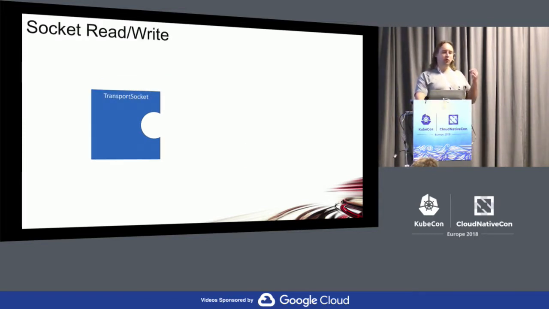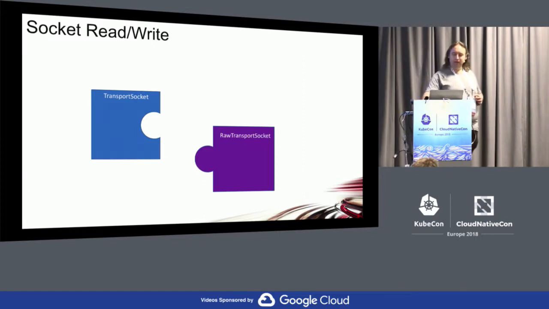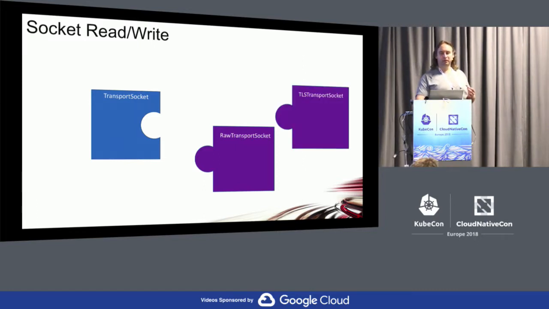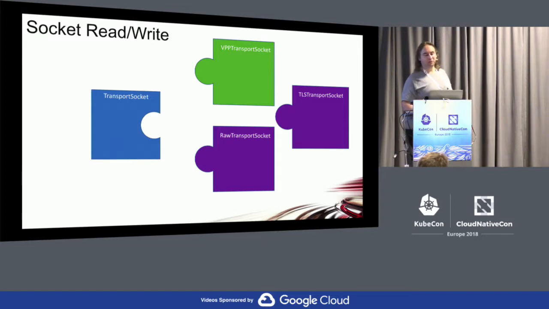So, for the socket read and write behaviors, we already have such a pluggable point in the Envoy core with the transport socket. It currently gets serviced by a raw transport socket plugin. There's also a TLS transport socket plugin. The mount point was put there because various people have their own transport sockets that are not in the Envoy repo that they plug in there as well. And so what we've done there is to produce a VPP transport socket that can be plugged in there.